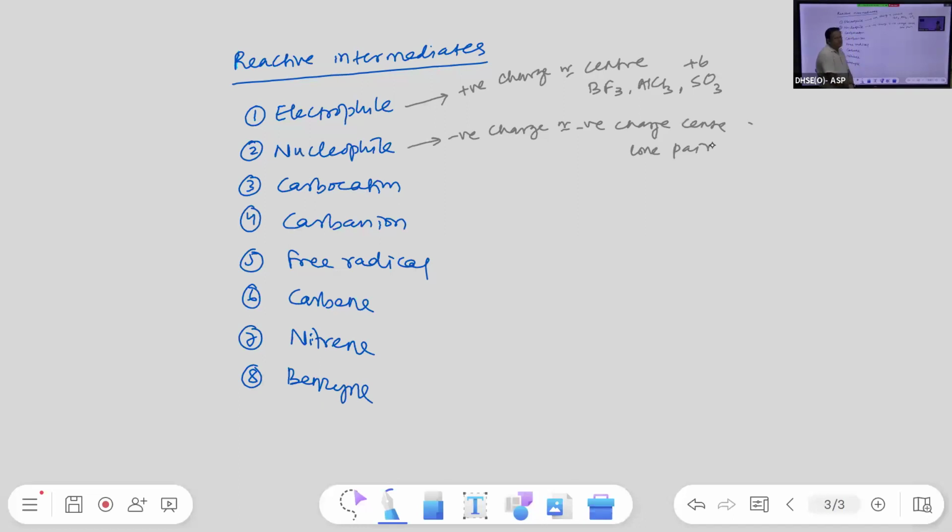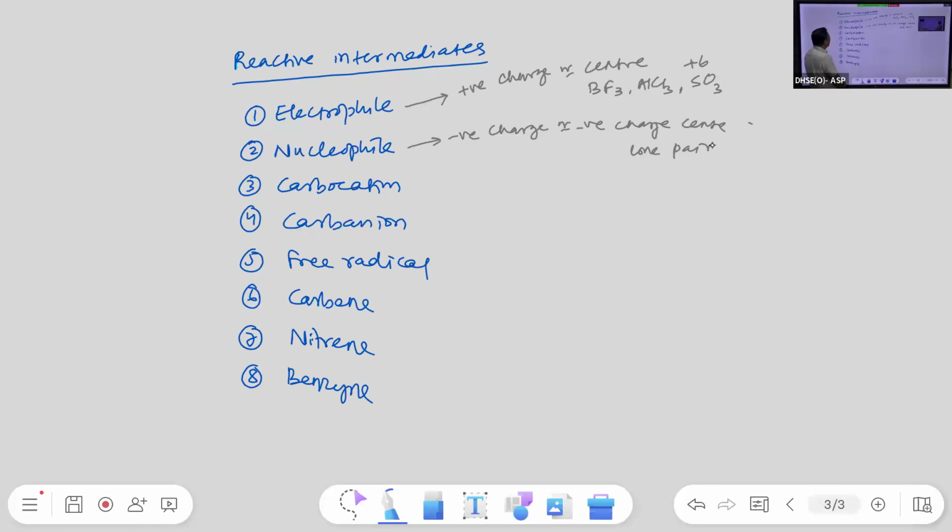So what is negative charge? Cl minus, CN minus, OH minus, NO2 minus. So these are the anions. And negative charge center means a lone pair, like H2O, NH3. So these are the nucleophiles. It can be either negatively charged or a molecule with lone pair. Okay.